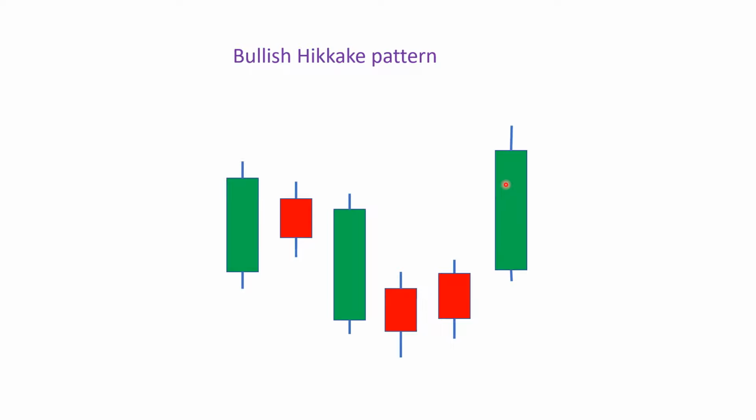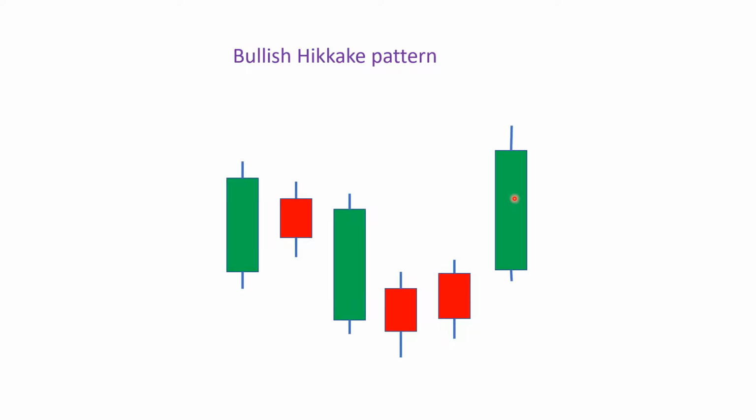It doesn't require a specific type of trend, and the candle color doesn't matter. A Hikkake pattern in a downswing indicates a bullish reversal. That's a bullish reversal here. Whereas in an upswing, it indicates a continuation pattern.